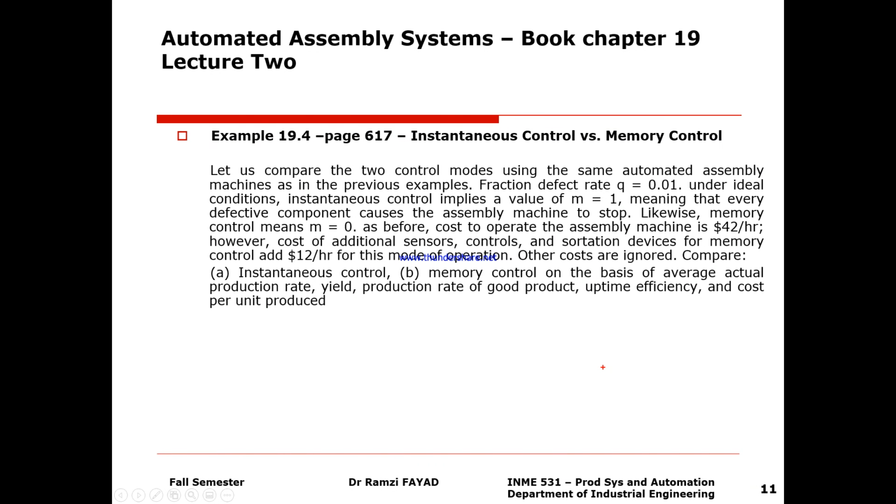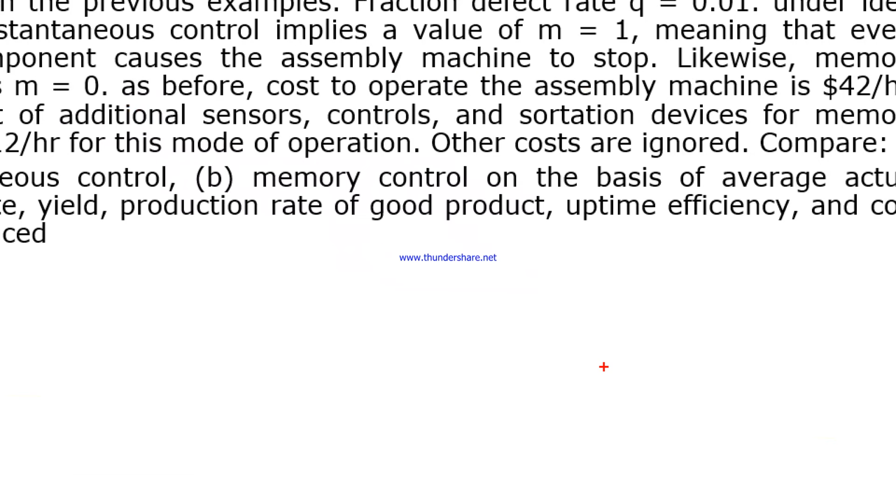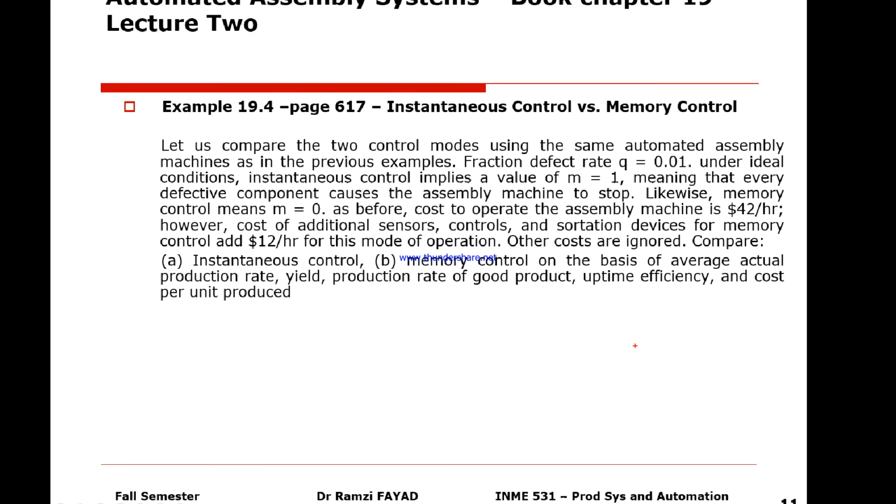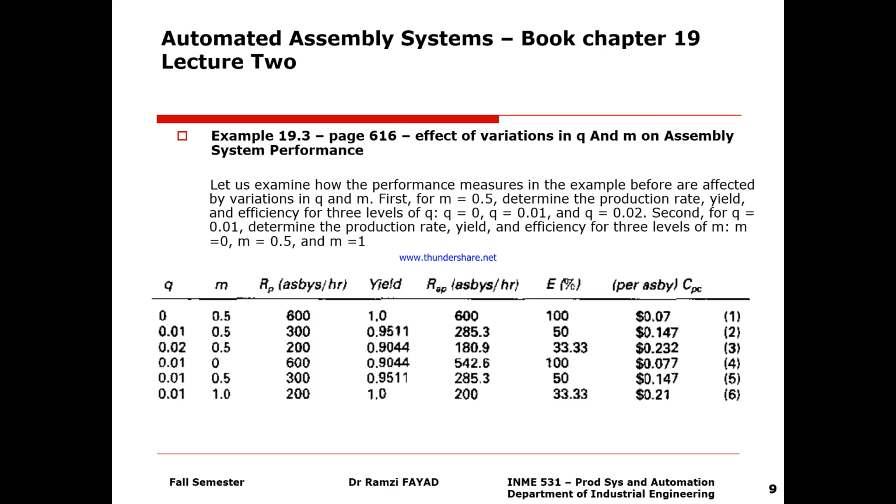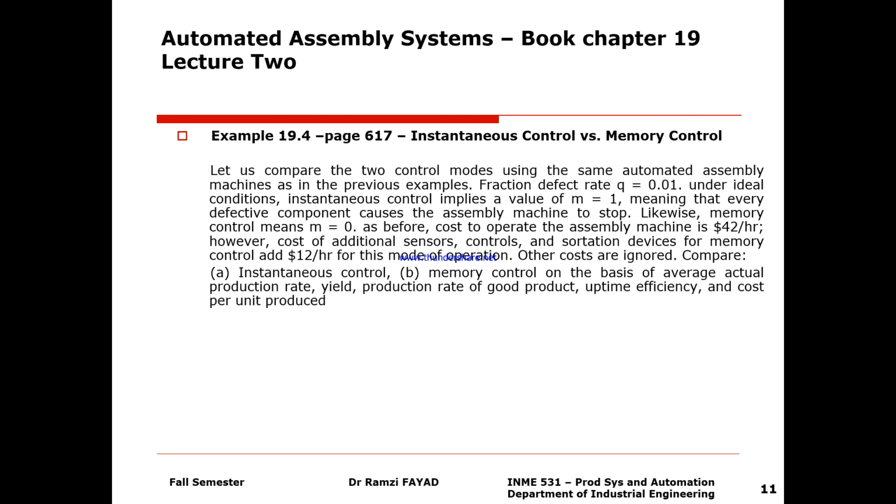For M equals 0, we've made a calculation. So if we go back to this one, for M equals 0, that would be the first one, and it would be line number 4, and then for M equal to 1, it would be line number 6. What's the difference between the two, and how does it affect the cost we have? So for M equals 0, it is memory control, so it does not jam the system, but it remembers a problem and how it goes through the system.